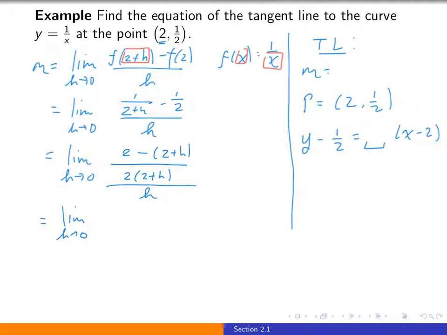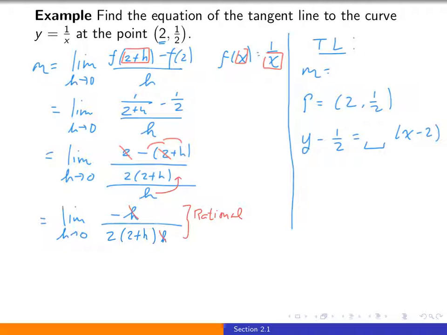So we have to be careful and distribute the minus through to both terms. 2 minus 2 cancels. So in the top we're left with a minus h. And note that when we have a fraction divided by a quantity, we can simply take that quantity and move it up into the denominator of the fraction. So we can write this as the fraction minus h over 2 times (2 plus h) times h. The h in the top and the bottom cancel.